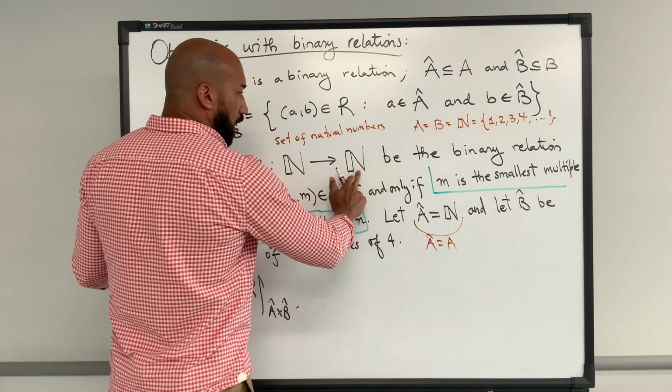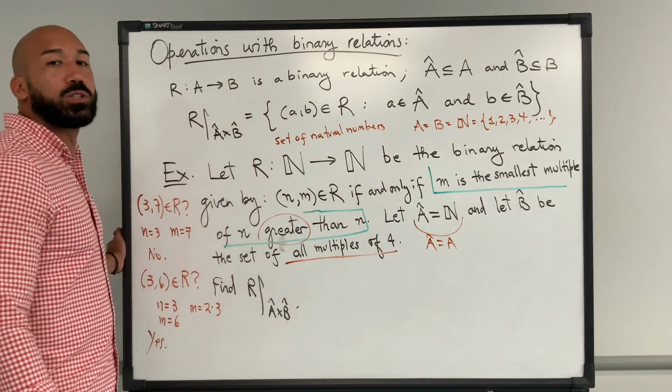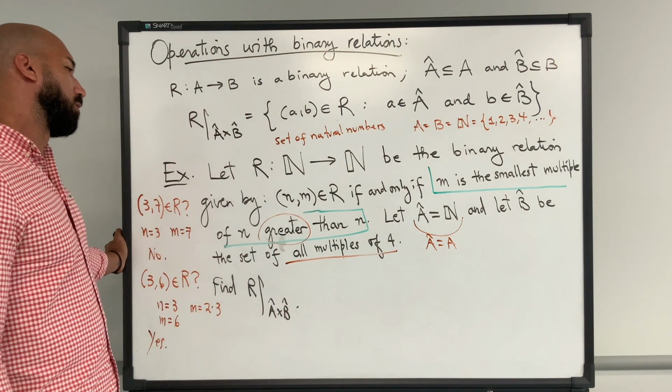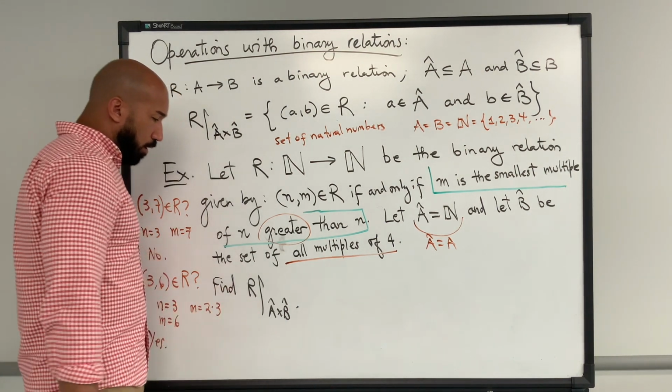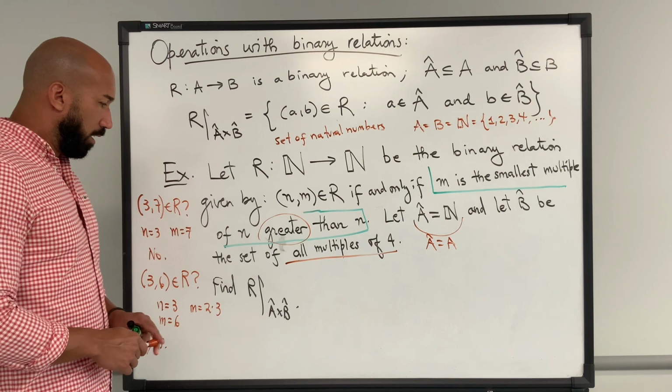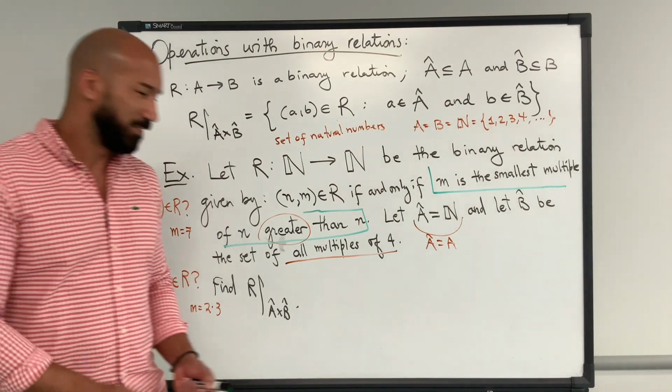B is the set of natural numbers, but now B hat is only including those natural numbers that are multiples of 4. Is that okay? So we need again to find the restriction. Alright? So come on, help us with this.